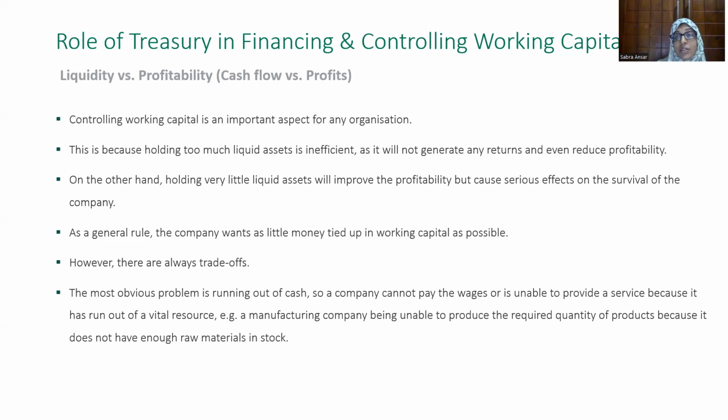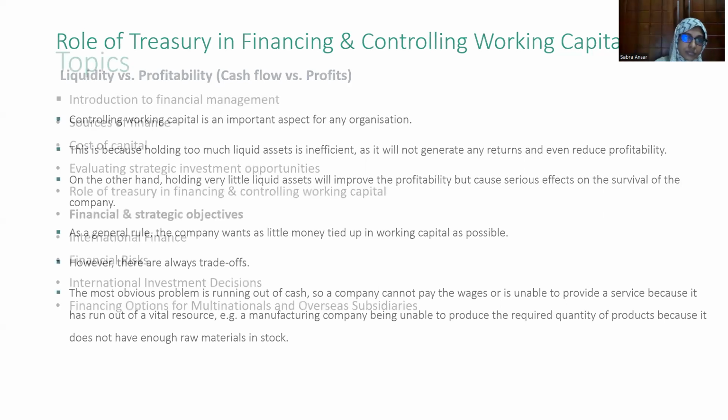However, there are always trade-offs as well. The most obvious problem is running out of cash. A company cannot pay wages or is unable to provide services because it has run out of vital resources. Especially, let's say, a manufacturing company: in order to produce, they need cash in hand, or some sort of short-term method, to pay for raw materials and services and things of that sort. So to run a manufacturing company and keep operations running properly, this should be properly managed.